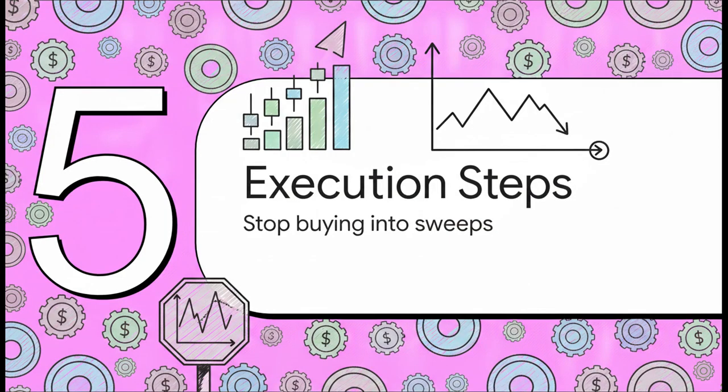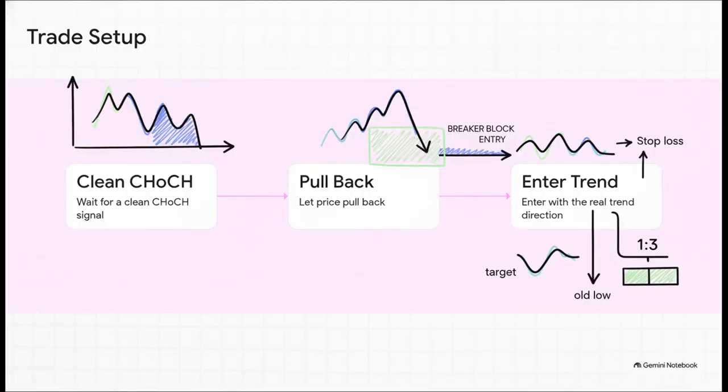All right, Section 5, Trade Execution and Targets. Okay, so we've got the theory down, we know the rules. Now, how do we actually execute this thing? How do we put our money on the line and target profit safely? Well, here is your blueprint.